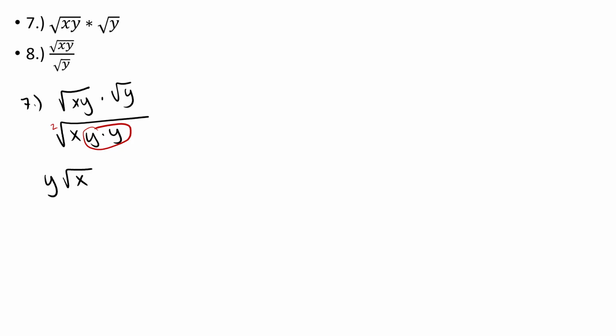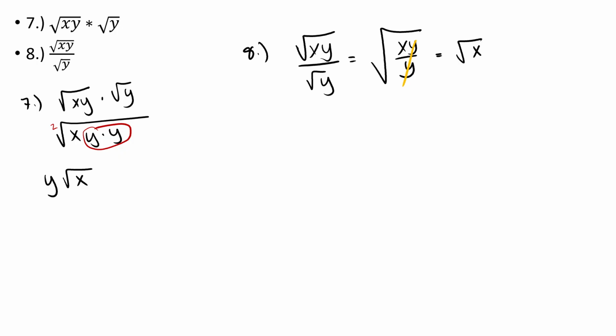All right, number 8. So we've got the square root of xy over the square root of y. So that would be the square root of xy over y. Anything divided by itself is 1, assuming that it's not 0, which is safe to assume there because it was in the denominator to begin with. So that would just be the square root of x on problem number 8 there.